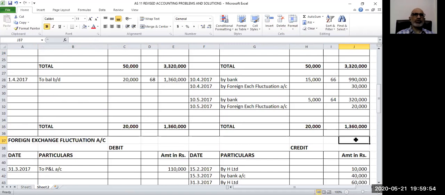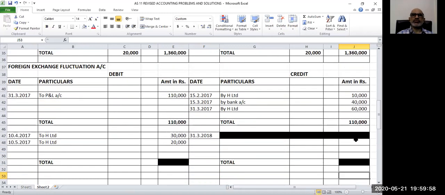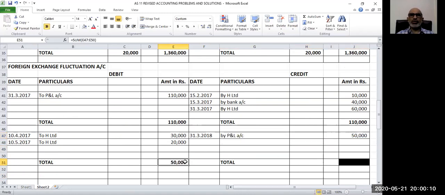Then we have to go to foreign exchange fluctuation account. We have to see what is the balance here. You can see here there is a debit balance of 50,000, which represents a loss. This loss will be transferred to profit and loss account. The entry will be P&L account debit to foreign exchange fluctuation account. So this loss is also transferred to profit and loss account.